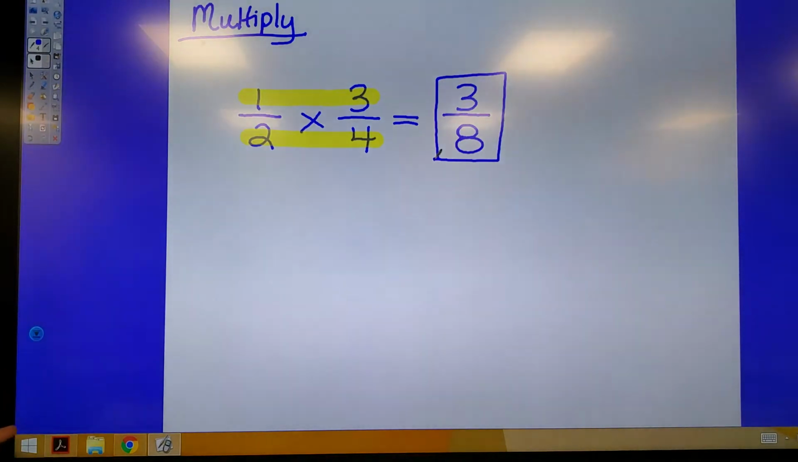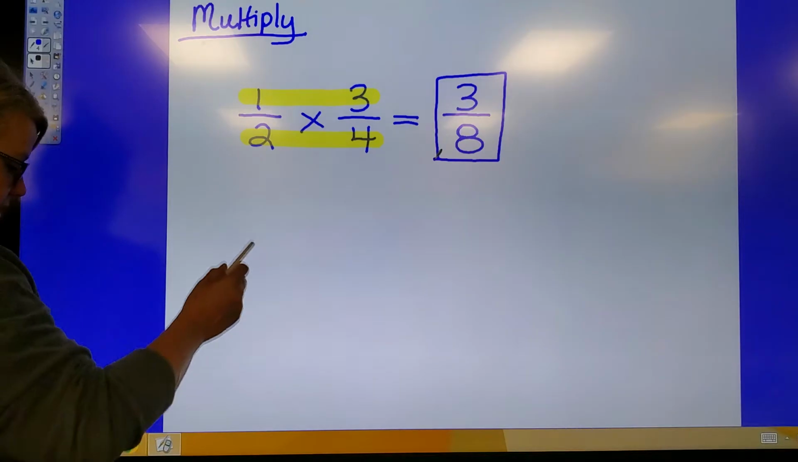Now, this problem is about as easy as multiplying fractions gets, okay, because we didn't even have to simplify, and they were pretty small numbers, but I wanted to start off with an easy one just so that we can remember just how to multiply fractions, okay? They get more complicated when the numbers get bigger and you have to start simplifying. So let's do another one.